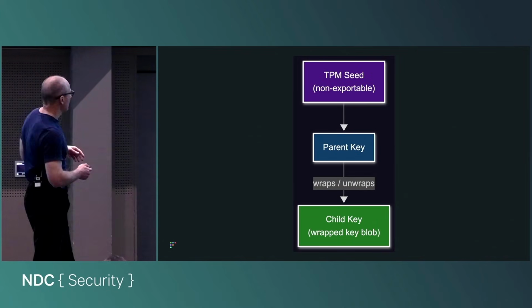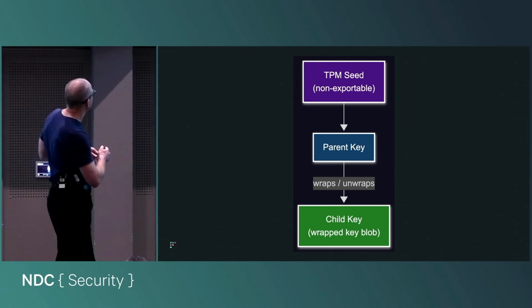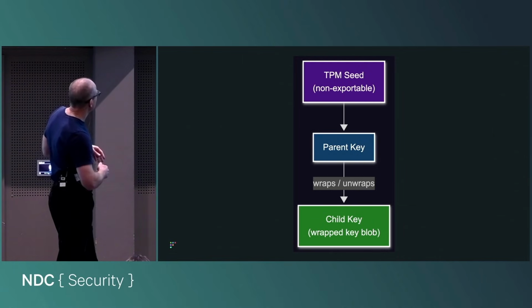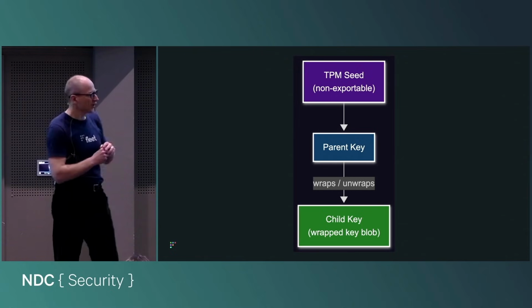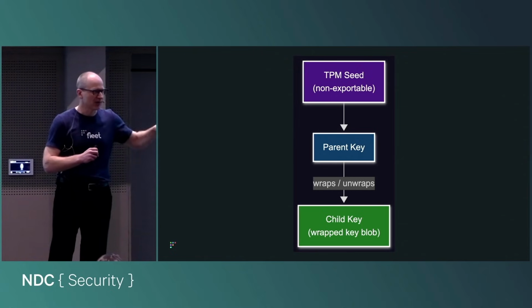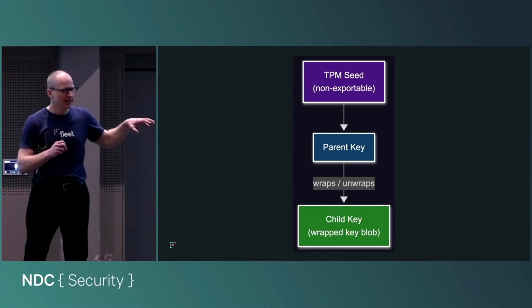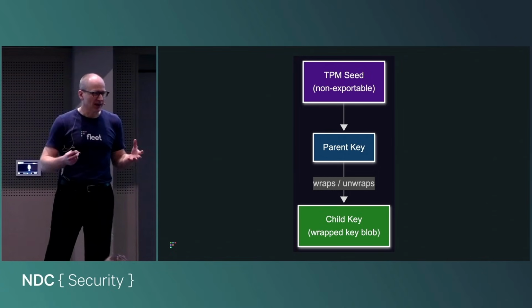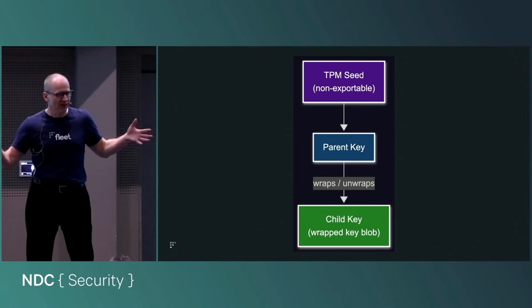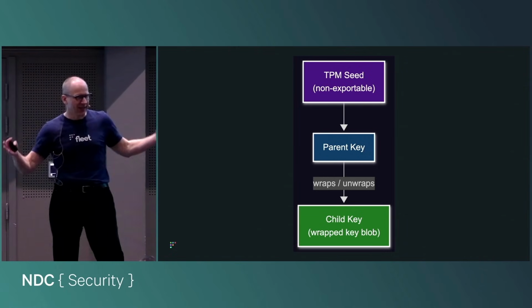So here's the hierarchy model to keep in mind. We have the seed, parent key, child key. The child keys are wrapped by parent keys and actually stored outside the TPM as encrypted blobs. When needed, the TPM unwraps them, and only under the correct parent and policy. This is how TPMs scale without storing every key permanently in their limited memory.